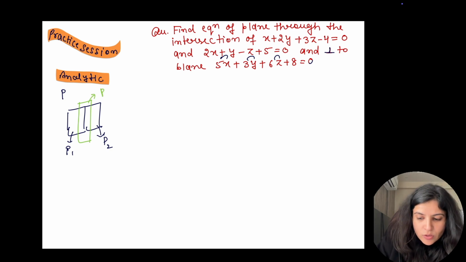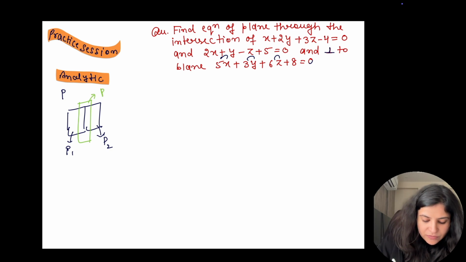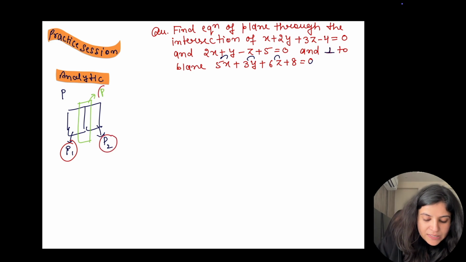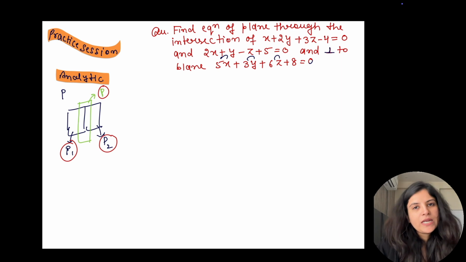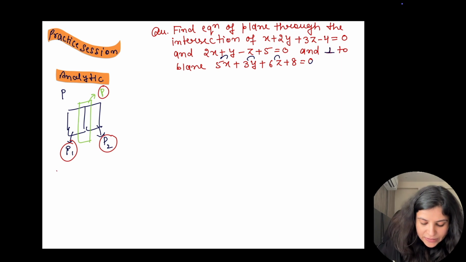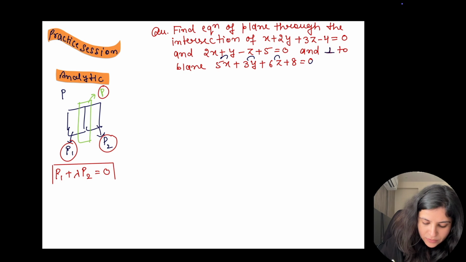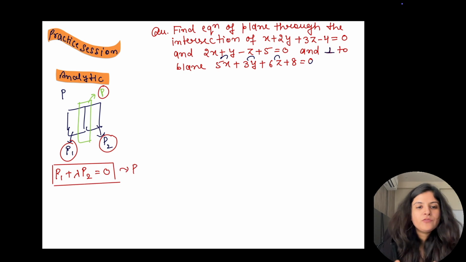Now the points on P satisfy P1 is equal to 0 and they also satisfy P2 is equal to 0. That means P passes through the combination of P1 and P2 as well. So if I combine P1 and P2, that will be the equation of my required plane. So this will be the equation of P which is passing through the intersection of two planes. But lambda कैसे मिलेगा?